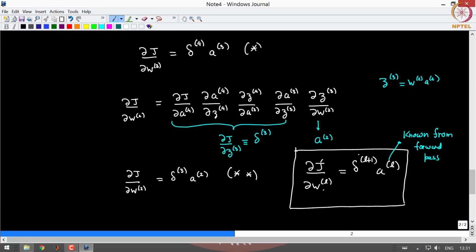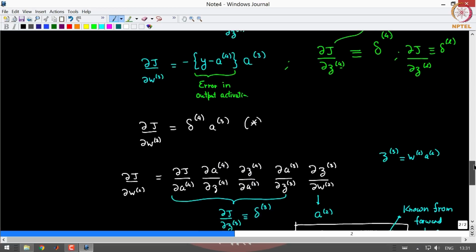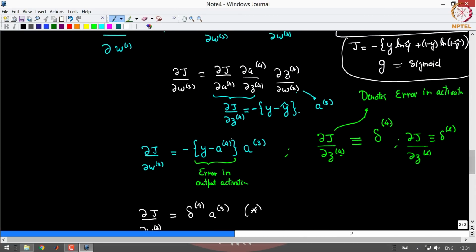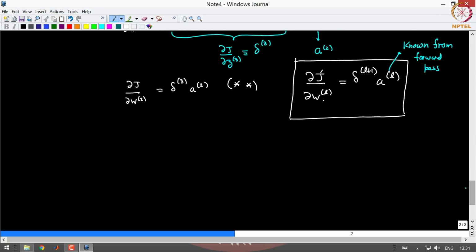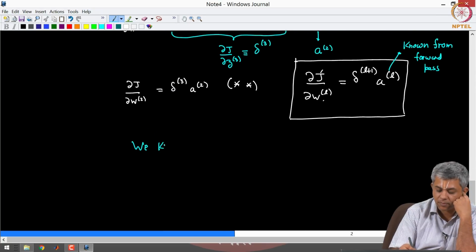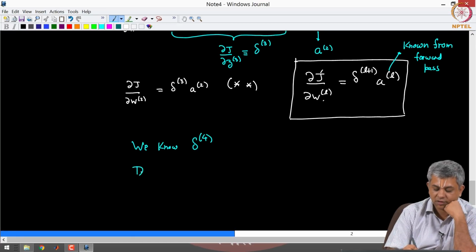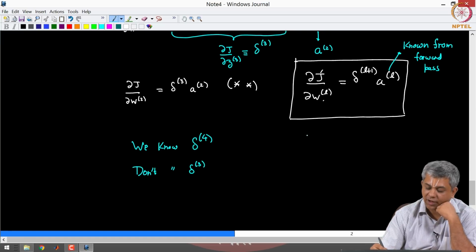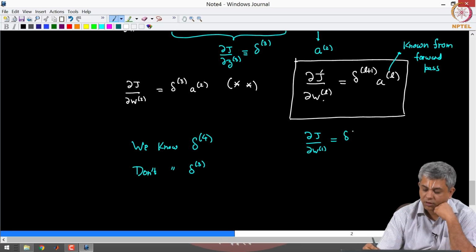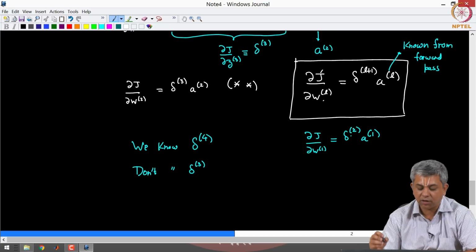However, delta L plus 1 is not known, it is known only in one specific case, this one, because it was the output error. So, we know delta 4, but suppose I asked you what is delta 3, we do not know. Similarly, if I wrote del j del w 1, this would be delta 2 times A 1, A 1 is known, but delta 2 is not known.